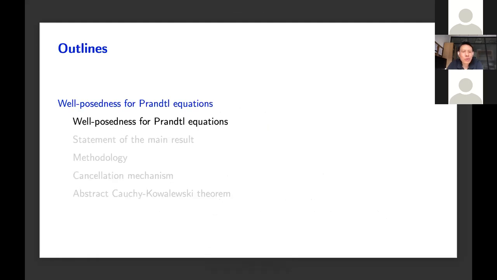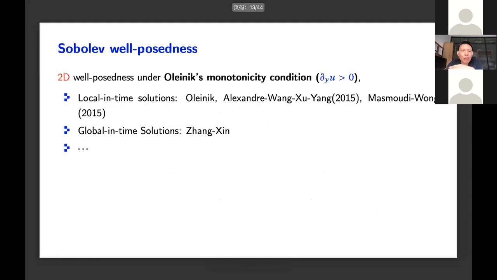So next, I just recall some well-posedness theory. In fact, there are two settings. One setting is the Sobolev space. And here, there is some constant in the two-dimensional case, under some monotonicity condition, that is ∂yu, the vorticity, is non-zero. So this is the monotonicity condition. It has some cancellation law.